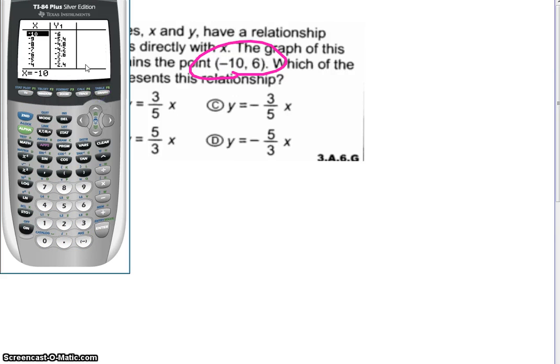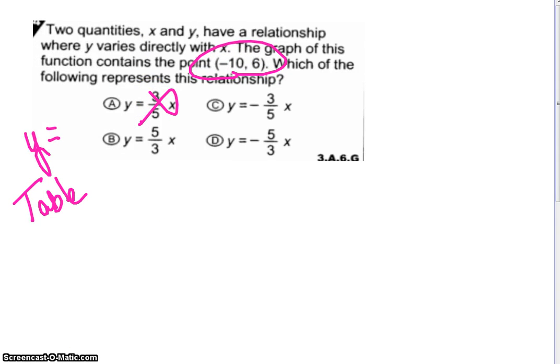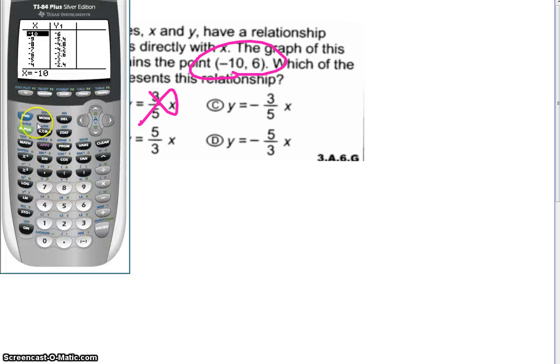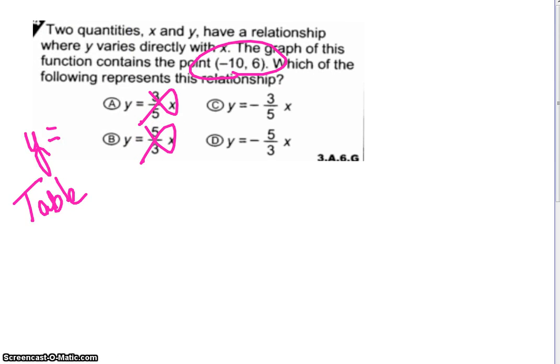So then I look at my table, negative 10, negative 6. Is that what I want? No, because I want my 6 to be positive. So now we're going to check B, which is 5/3 x. So 5 divided by 3x. Go to my table. If x is negative 10, I have negative 16.7. So B is not correct.